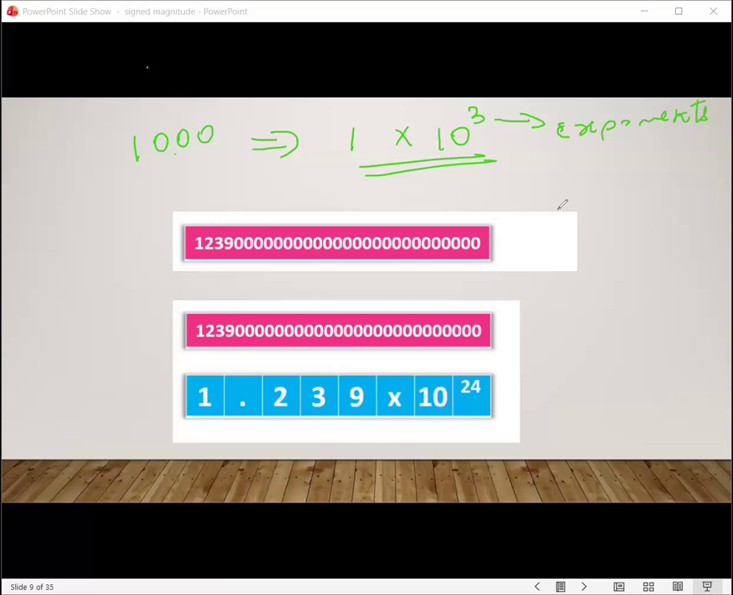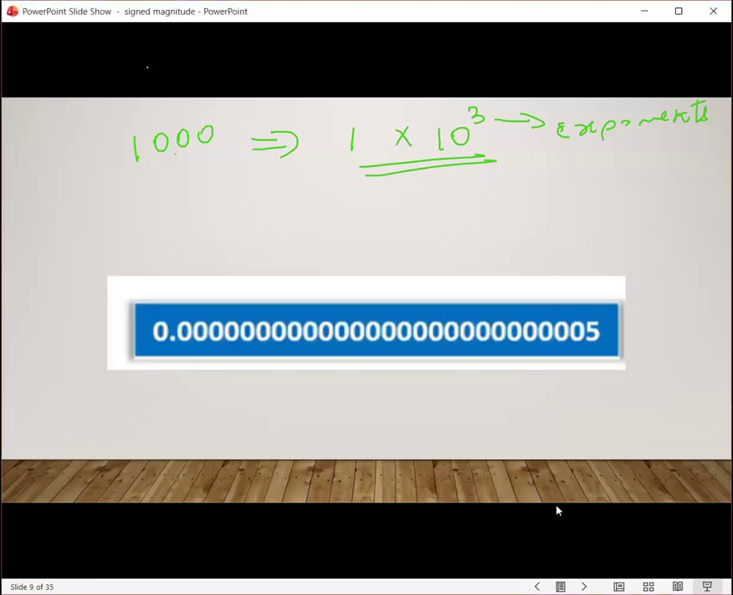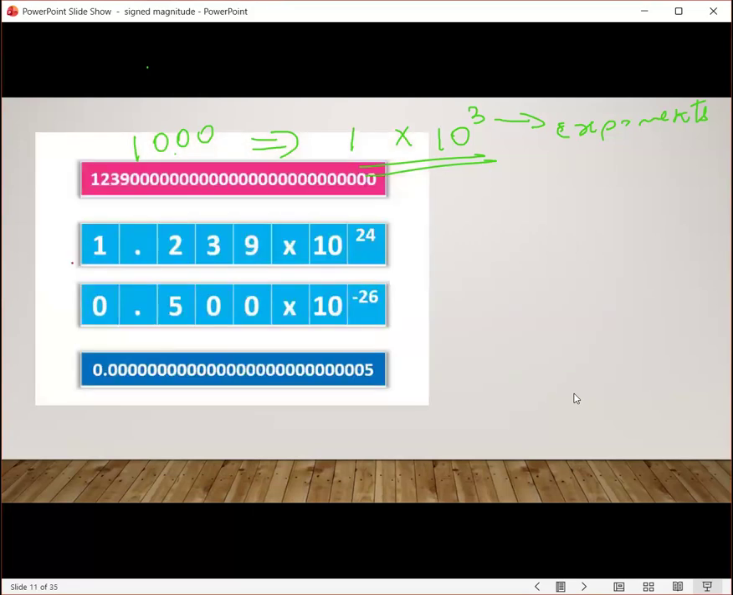Even if we wanted to write a smaller number, like 0.000 with a negative value, we can write it like this: 0.500 times 10 to the power of minus 26. When the point moves to the right side, we write a negative exponent. When the point moves to the left side, we write a positive value.